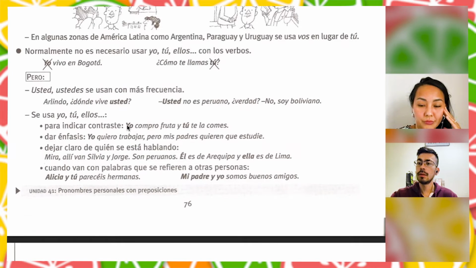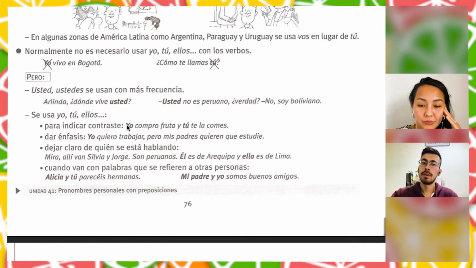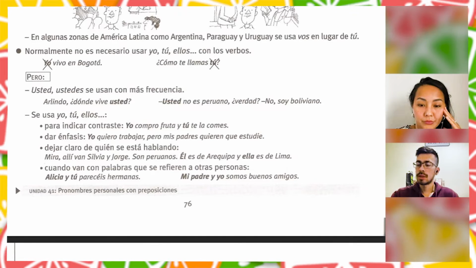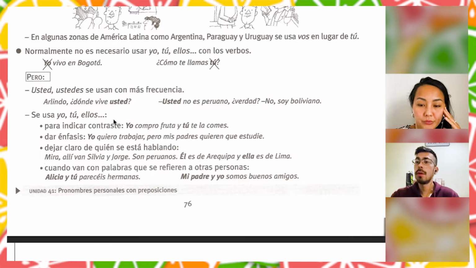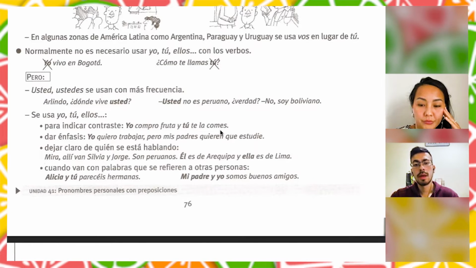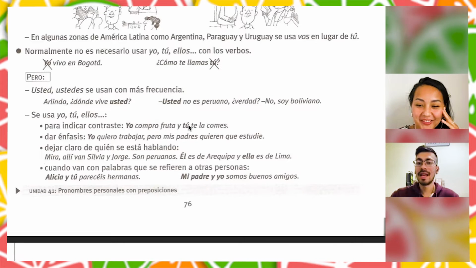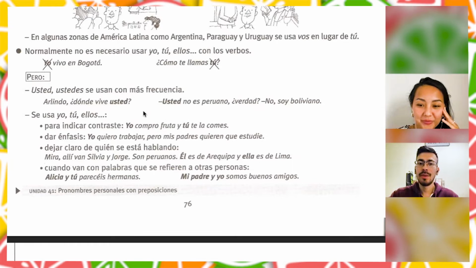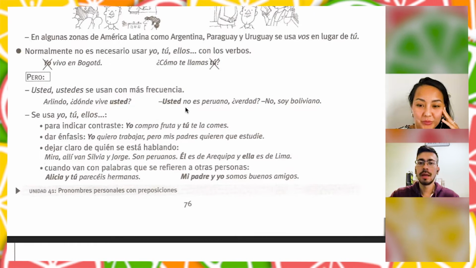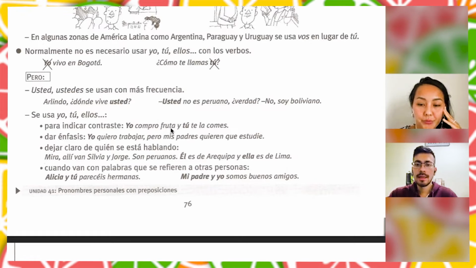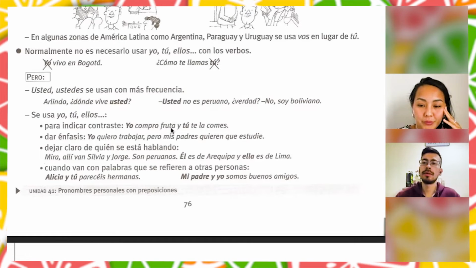Okay, so when do we use them? The pronouns. We use them if we want to make a contrast. For example, in that case, we will use them. Yo compro fruta y tú te la comes. I buy fruits and you eat them. Here we made a comparison. Yo and tú. We have to use them, we cannot omit them.